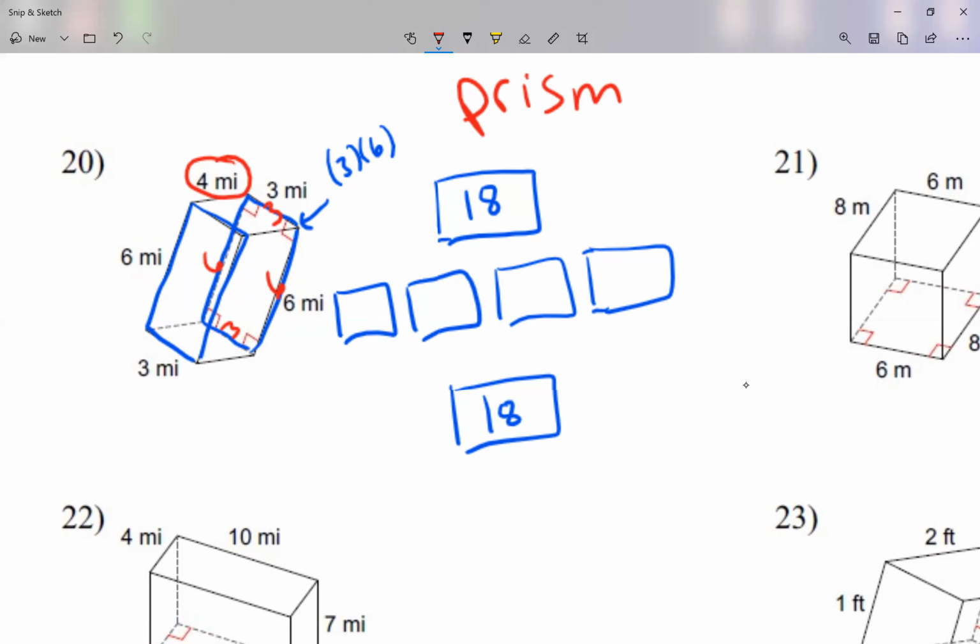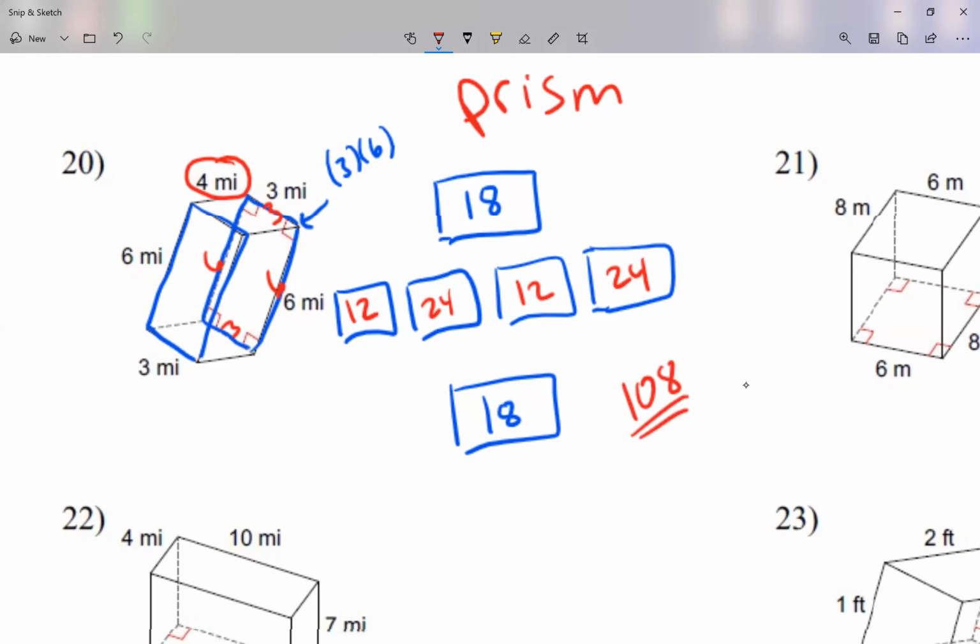I'm going to multiply 4 times each side of my base. So 4 times 3, 4 times 6, 4 times 3, and 4 times 6. 4 times each side of my base. So let me add all these things up. I have 108. Right? I added everything and it gives me 108. If I have decimals, round it to 1 decimal place.